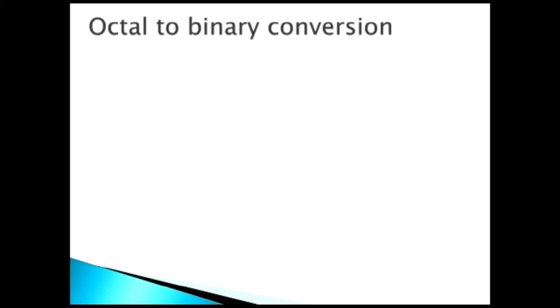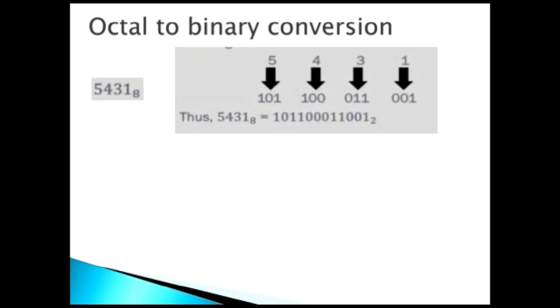Now let us see octal to binary conversion. In this case we are taking an example 5431 as an octal number system. We will convert this octal number system into a binary number system. Now we will write down all the digits separately and we will make the group of 3 digits.